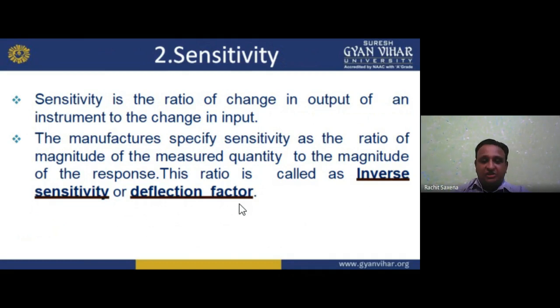Now the manufacturer specifies the sensitivity as the ratio of the magnitude of the measured quantity to the magnitude of the response. This ratio is called inverse sensitivity, or we can also call it the deflection factor.